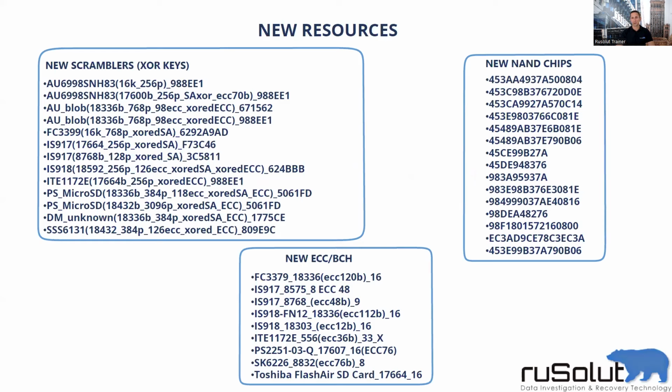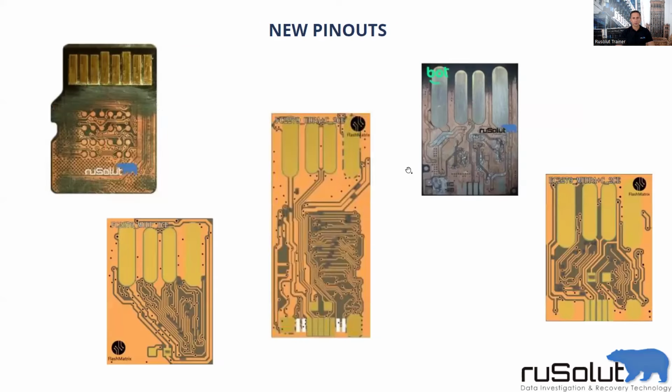As usual, we have added new resources to the software, such as XOR keys, code words, new NAND chips. In order to get access to and use those resources, you need to download a new version of a database file from your client portal and unpack it in the folder with Visual NAND Reconstructor. Then these resources will be available in the software.